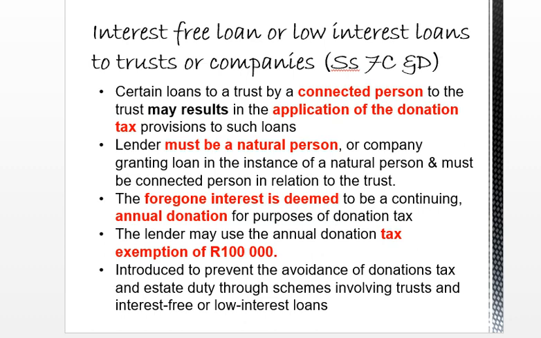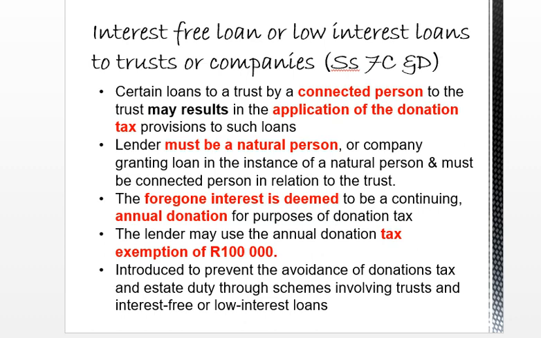Okay, so what you need to take note of is that the lender has to be a natural person or a company granting the loan, or when a company grants a loan in the interest of a natural person, and very importantly, this person has to be a connected person in relation to the trust. Now the foregone interest is then deemed to be a continuing annual donation for the purpose of donation tax.